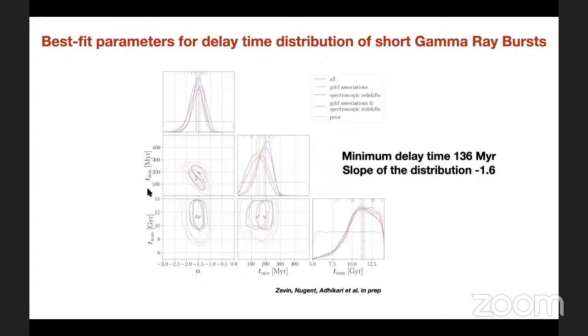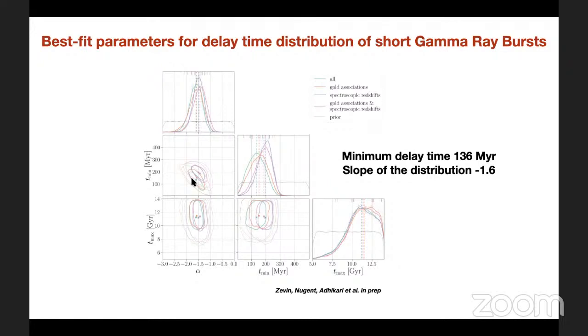In particular, since I've described the model so far mostly in terms of the minimum delay time and the slope of the distribution, we're getting that the minimum delay time is around 140 million years and the slope is around -1.6. And these are the contours. The different lines correspond to different subsamples, which have spectroscopy versus photometry, etc. So this gives us an independent handle on trying to constrain the delay time distributions of possible compact object binary systems using short gamma ray bursts.